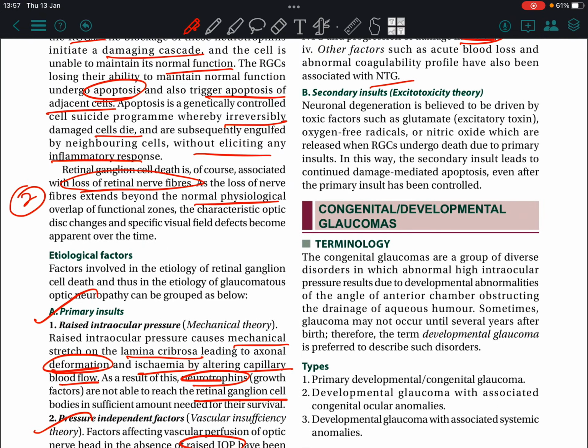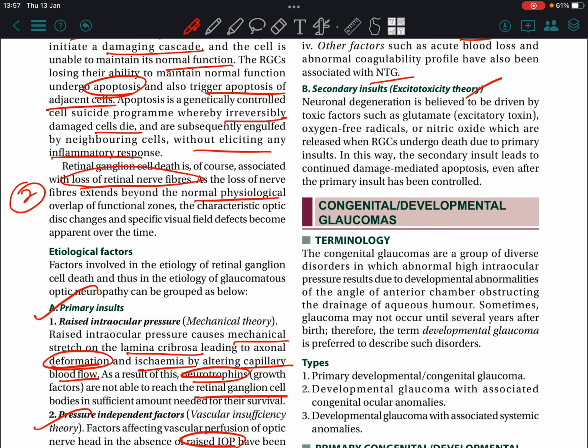Secondary insults, excitotoxicity theory. Neuron degeneration is believed to be driven by toxic factors such as glutamate, an excitatory toxin, oxygen free radicals, or nitric oxide, which are released when RGCs undergo death due to primary insults. In this way, the secondary insult leads to continued damage mediated by apoptosis.